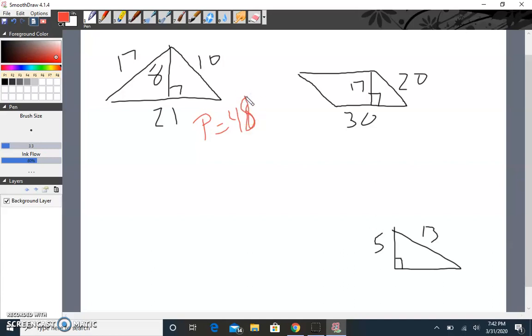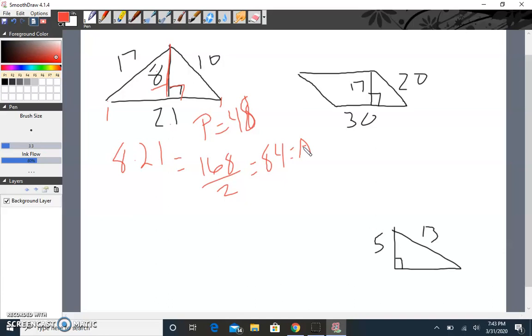For our area, we take our base times height divided by 2. Our height, if we look at this right angle right here, is telling us it's going straight up. So this line right there is our height, which is 8. Our base is the one on the bottom, 21. So we take 8 times 21, which gives us 168, and divide it by 2, which gives us 84. So our area equals 84. That's 1/2 base times height, or base times height divided by 2. I like dividing by 2 because most people don't like fractions.